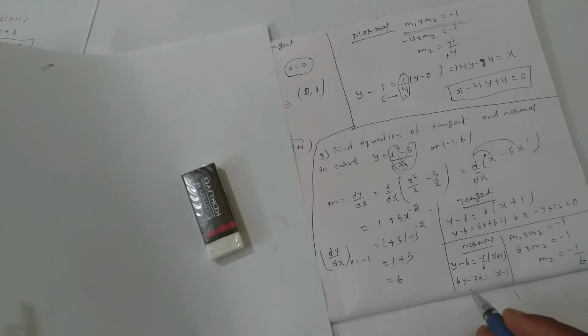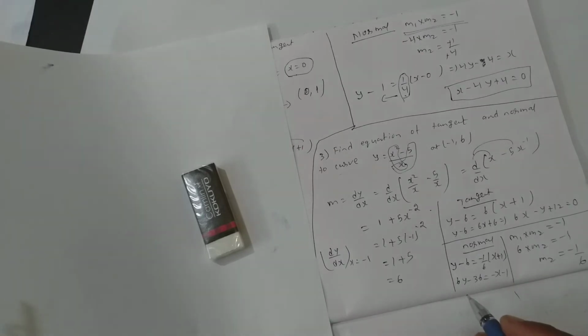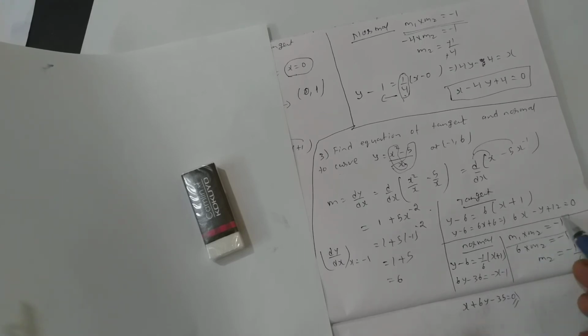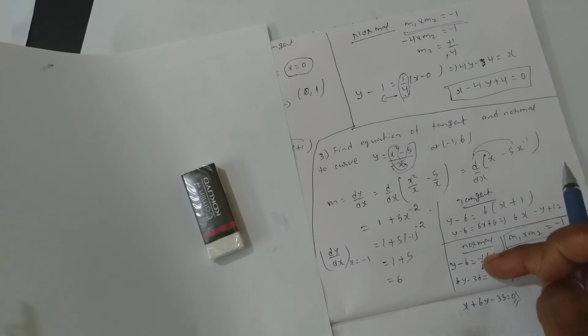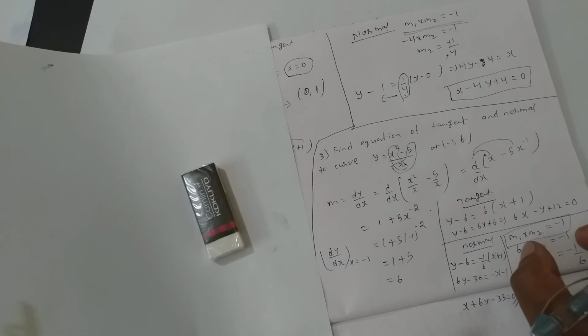Now bring all to one side. So how much do I get? Bringing all to one side, it becomes x plus 6y minus 35 equal to 0. This is the equation of a normal. So for the normal, this step is a must. You should not miss this. This is the only difference between tangent and normal. If you consider 6 here also, both the equations are the same. So this step is making the difference.